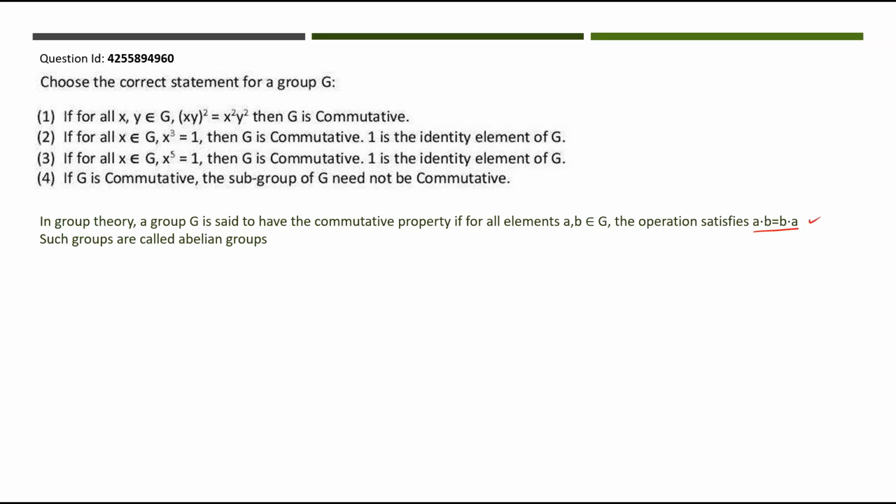Now we will just work it out for xy the whole square. How can you represent xy the whole square? We can represent it as xy into xy. So this is one expression. How will you express x square y square? This is LHS and this is RHS. Now x square can be written as x into x and y square can be written as y into y. Remove the brackets and write it in this way.